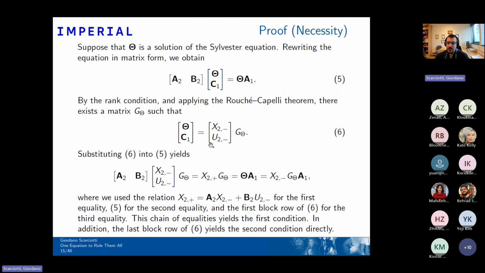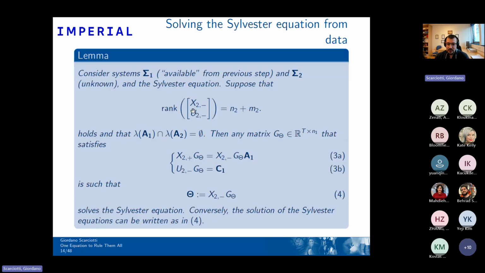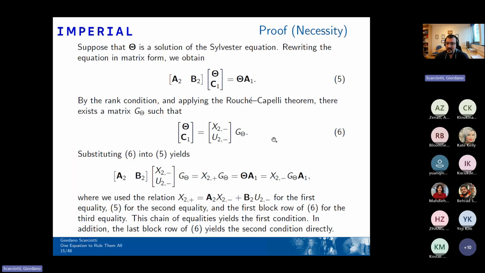Now, as I mentioned, the rank condition can be relaxed, and the idea here is given in 6. We don't need that X2 minus and U2 minus is full rank. What we need is just that theta C1 is in the image, or in the column space, of X2 minus U2 minus, because if that's the case, then we can find the weights such that we can get theta C1. So this should be clear. We can relax the rank condition. We can get an informativity condition. So X2 minus U2 minus has to be informative for solving the Sylvester equation.